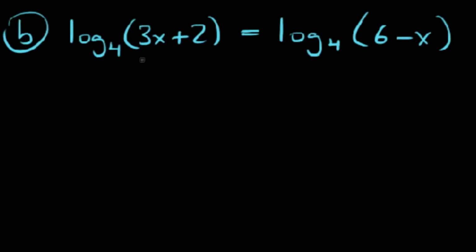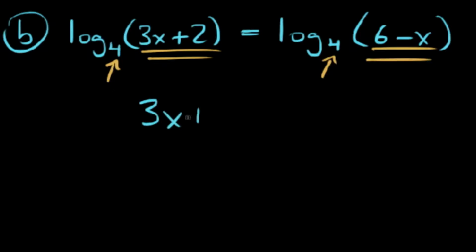The nice thing about this is we have two logs that are set equal to one another, and you'll notice here that they have the same bases. So as per the one-to-one property, we can go ahead and say, well, then their arguments must also be equal. So it is the case that 3x plus 2 must be the same thing as 6 minus x, and we can start isolating things here.